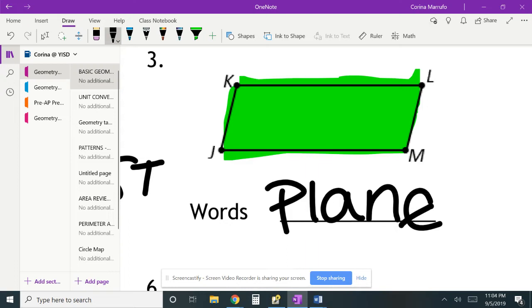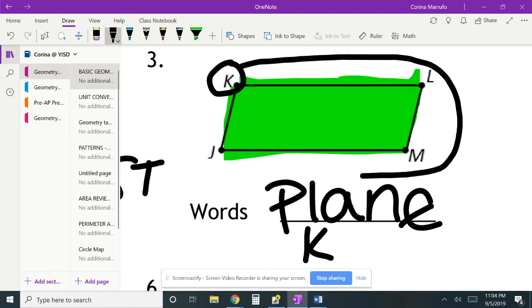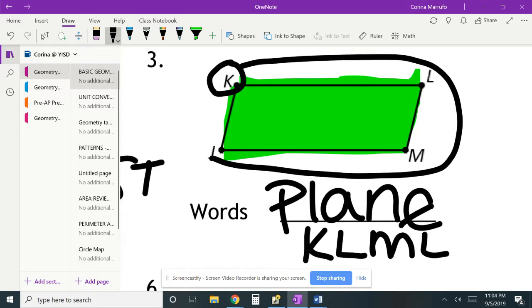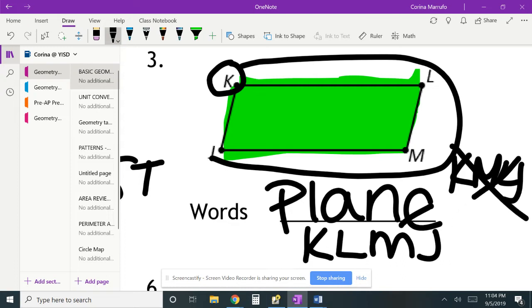Now, it doesn't matter which letter you start with, as long as you go in the same direction. For example, we start with K, so we'll call this plane K, and then we need to go around L, M, J. So you can't jump around with letters. For example, I can't say K, then M, then L, then J. That would be wrong because they do not go in that order. It doesn't jump from one end to the other end and so on. You need to go around in a circle.